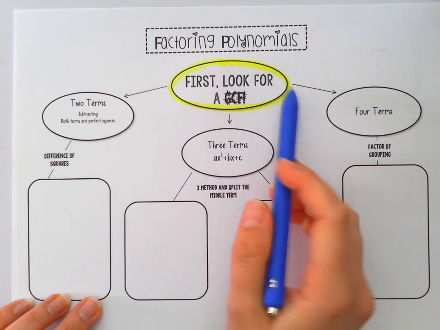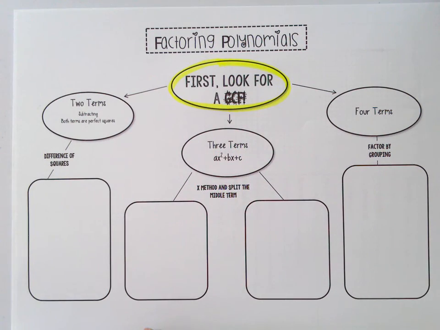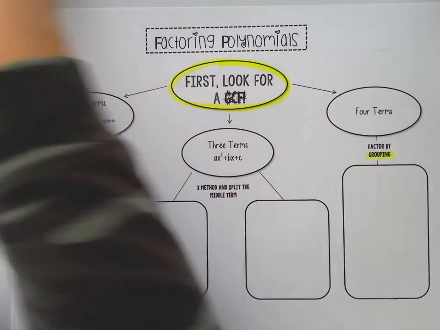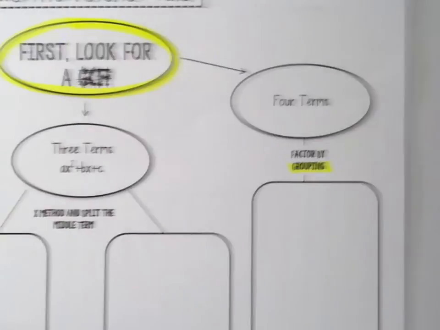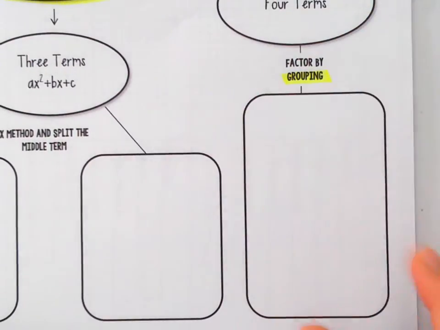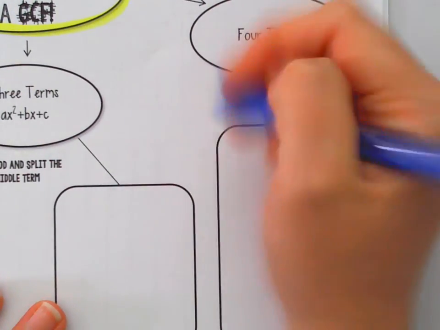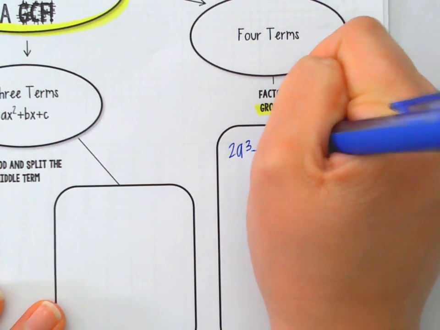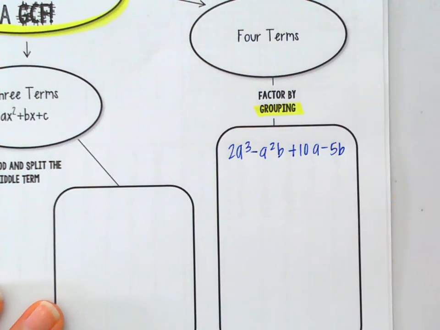And then we went into 4 terms. 4 terms, remember, was factoring by grouping. So that method was our grouping method. I'm going to give you an example in this box here. I'm going to move it over and zoom in so I can focus just on this one. When you have 4 terms, an example would be something like this: 2a cubed minus a squared b plus 10a minus 5b.